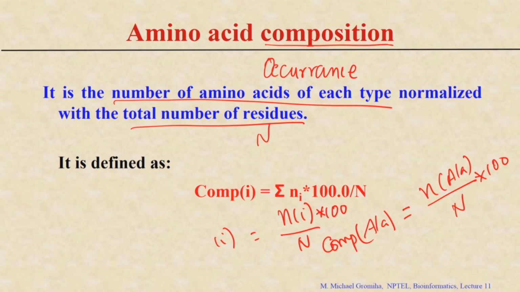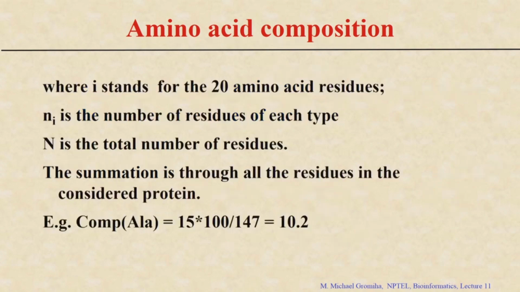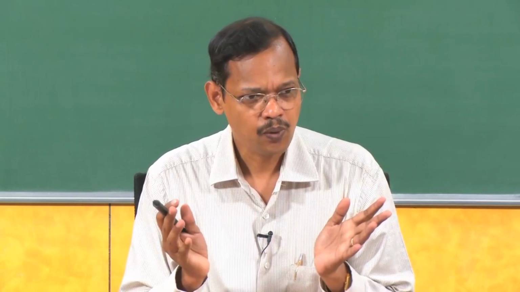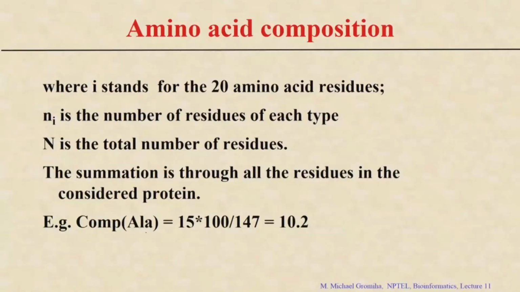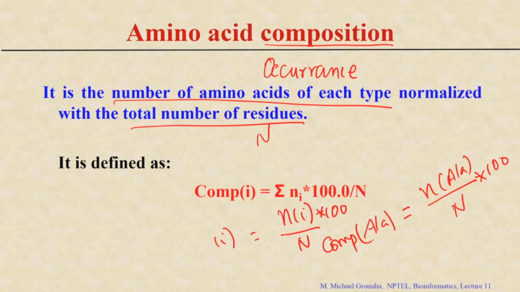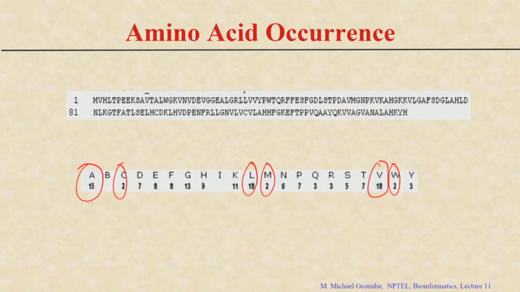For each residue, alanine, aspartic acid and valine, you will get values for 20 different residues. n is the total number of residues which we use for normalizing the occurrence. If you take the total over all residues, you will get 100%. So, the composition of alanine can be calculated as 15 residues into 100 divided by 147, which is equal to 10.2. In this example, how many alanines are in this protein? 15. So 15 divided by 147 residues, multiplied by 100.